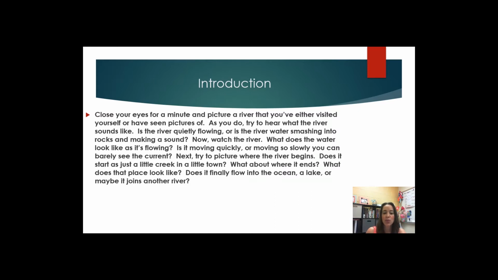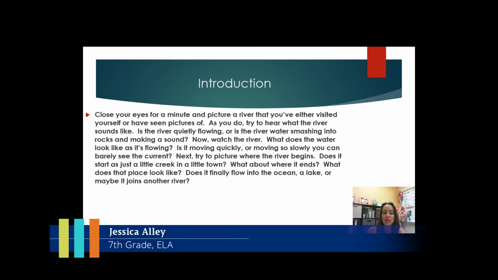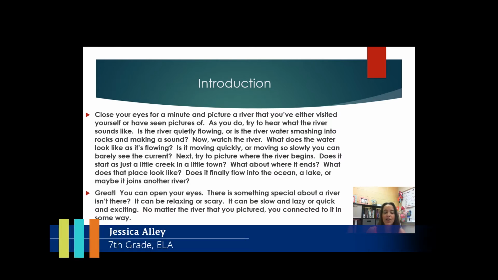Next, try to picture where the river begins. Does it start as just a little creek in a little town? What about where it ends? What does that place look like? Does it finally flow into the ocean, a lake, or maybe it joins another river? Great, you can open your eyes.